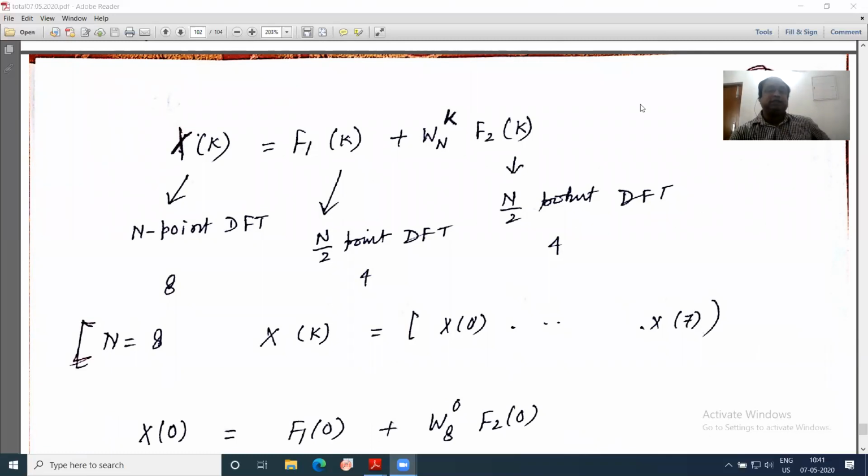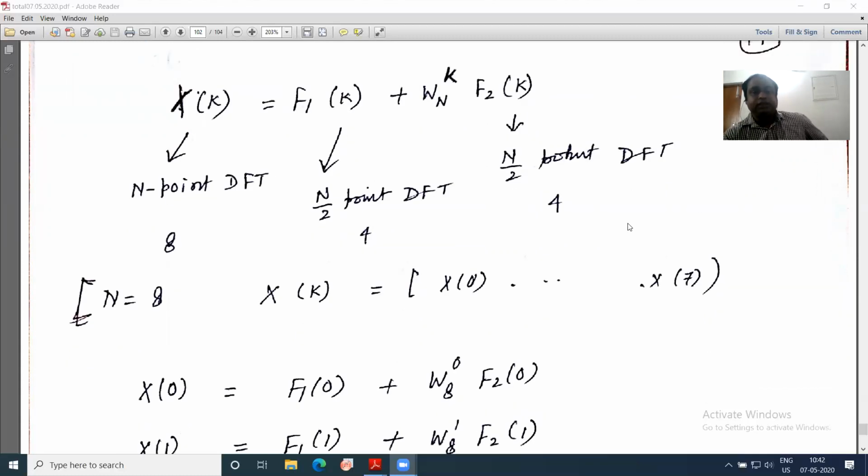For example, this is a general case: the relation between the N-point DFT and the N by 2 point DFT. Using this relation, we can combine two N by 2 point DFTs to achieve the N-point DFT. Okay, so this is the equation by which you can do that. Now, if I say N equal to 8, this expression is a general expression.